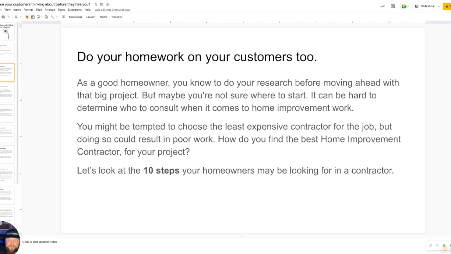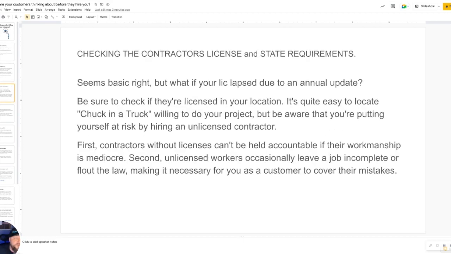Okay, so how do you find the best home improvement contractor for your project? I think most of the folks are going to the internet. I think they're going to Google. I think that they're on social media. And I think that if you're doing a good job as a contractor, you've figured out how to position your business in front of those people already. So let's look at the 10 steps in this process of what your homeowners might be looking for when they're looking for a contractor to choose.